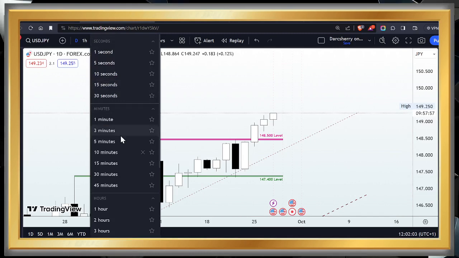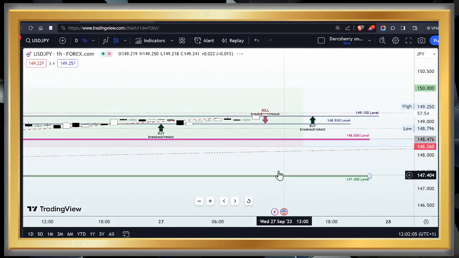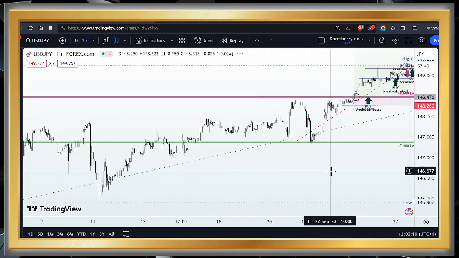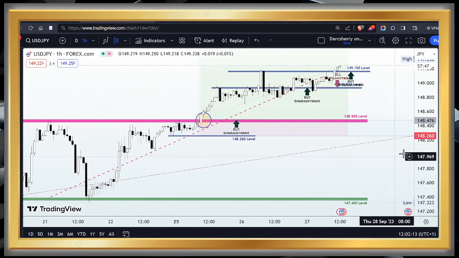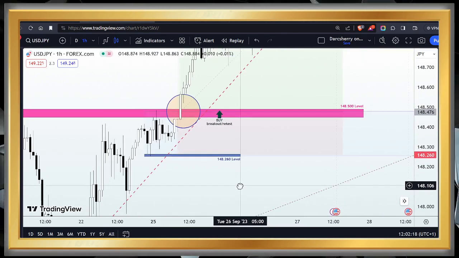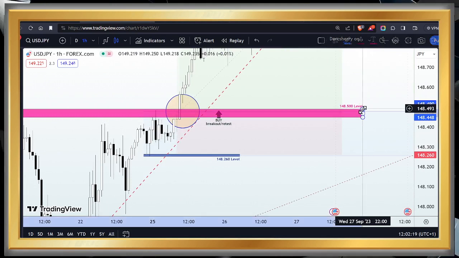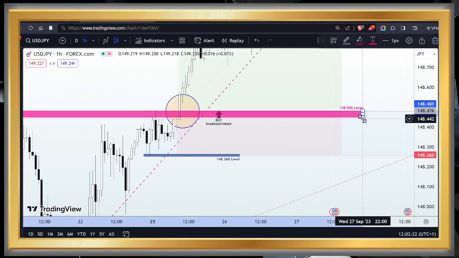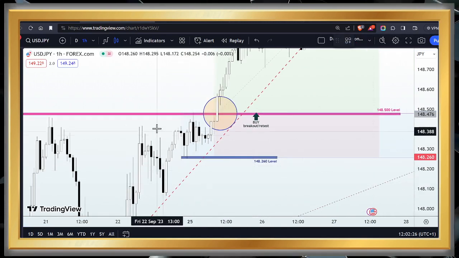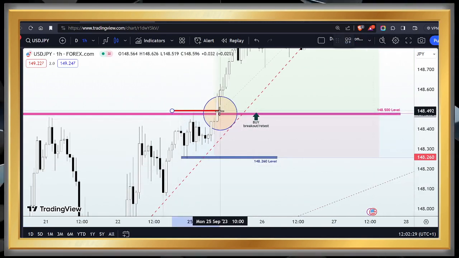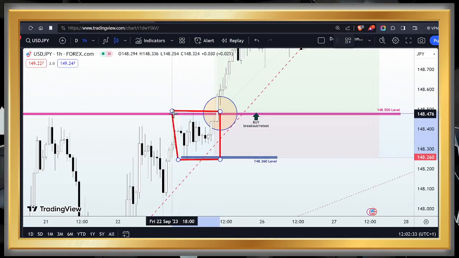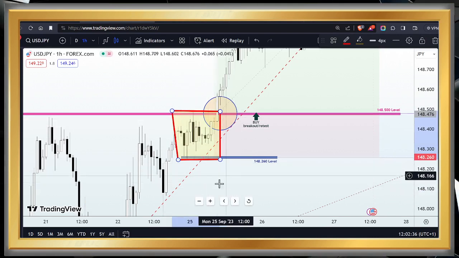Now, if we scale down into the 1 hour time frame, we saw how market participants reacted to that zone. So let me zoom into the 1 hour time frame for you to see what I saw at the beginning of this current week. It was quite a simple setup that we had here, as we saw price confined within the 148.500, that is our key level for this week, and then the 148.260.